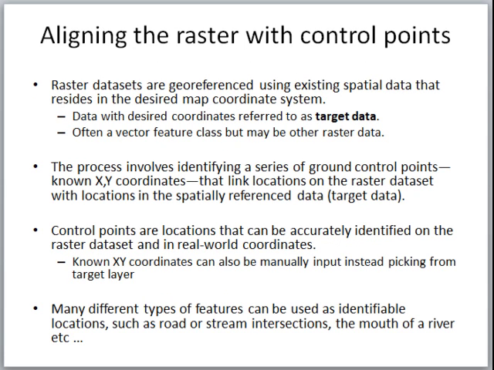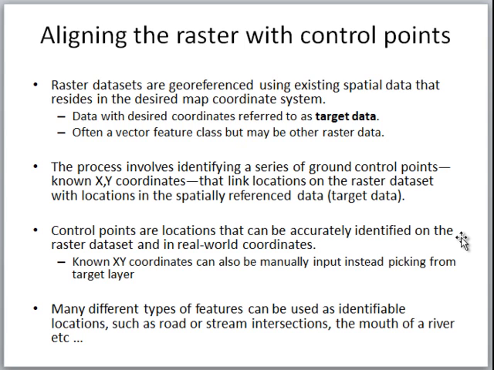Raster data sets are georeferenced using existing spatial data that resides in the desired map coordinate system. In our exercise this morning, we're going to be working with some data that's stored in State Plane, North Carolina, feet. And we will be aligning a raster data set to match our state plane coordinates. The data with the desired coordinates we refer to as target data. Often a vector feature class, it can be a vector feature class, but we typically are working with raster data.